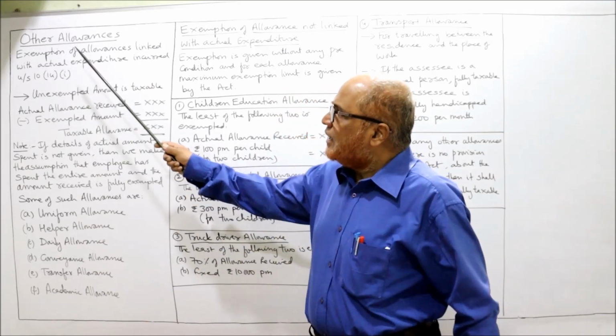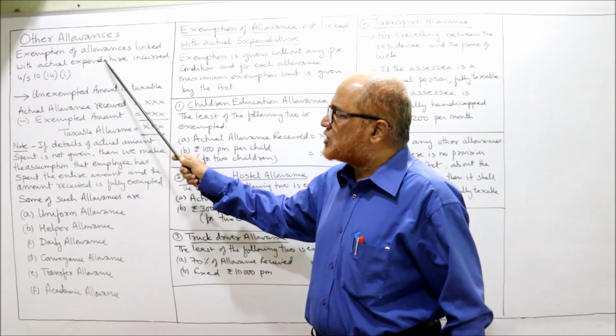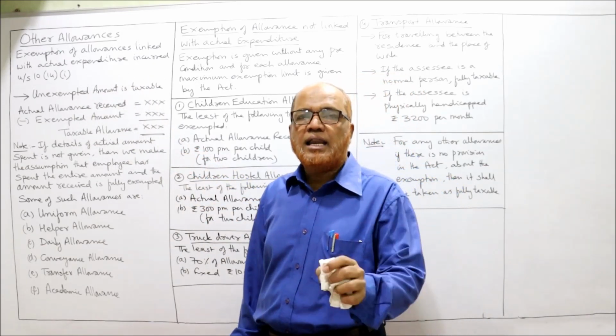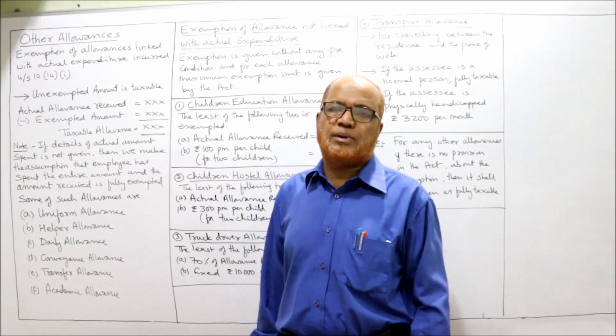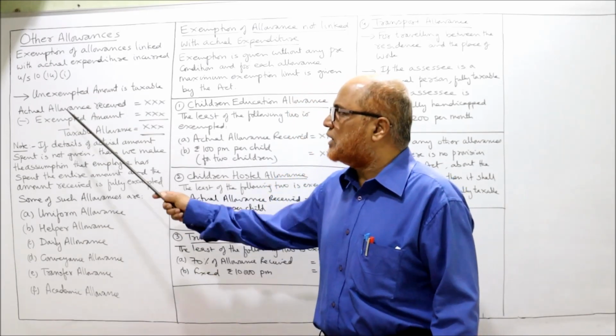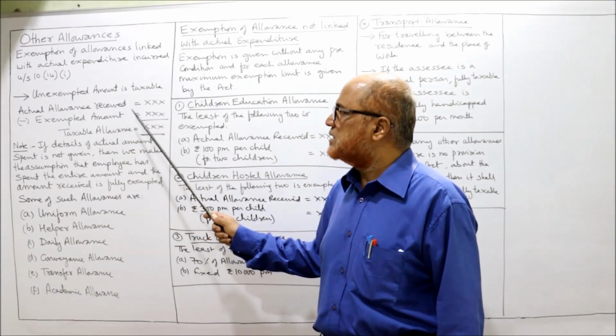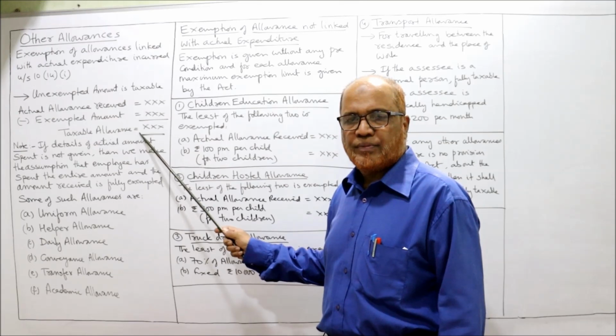Now, exemption of allowances linked with actual expenditure. The unexempted amount is taxable. That is the rule. So how to find out the unexempted amount? Actual allowance received minus exempted allowance will give us the taxable allowance in this way.